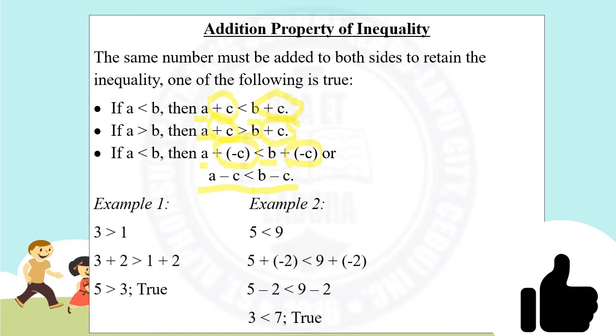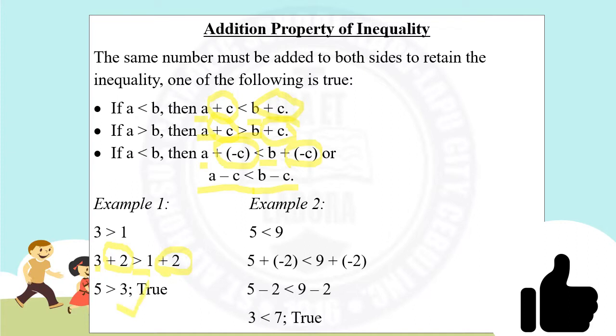Example 1. 3 greater than 1. So 3 greater than 1. Any number that is added to the left side, you will also add to the right side. When we add positive or plus 2 here, you will also add plus 2 to the other side to make it balanced. That's why 5 greater than 3, that makes it true.